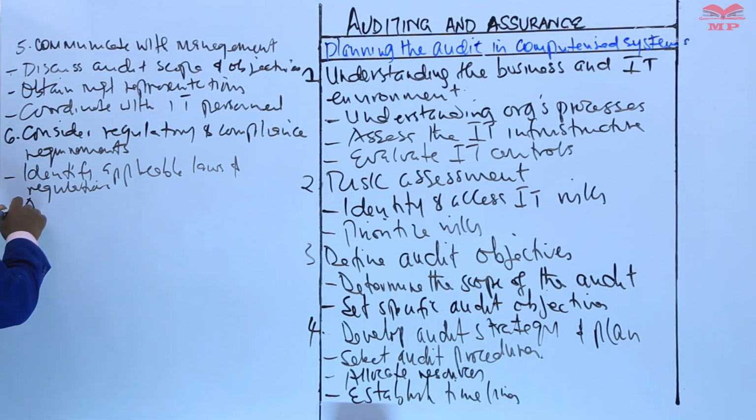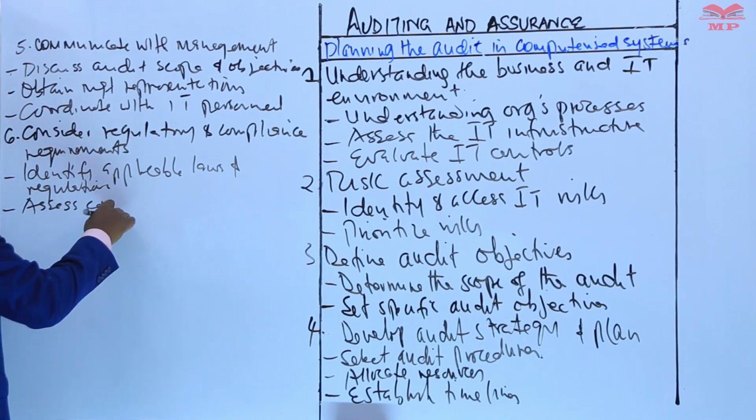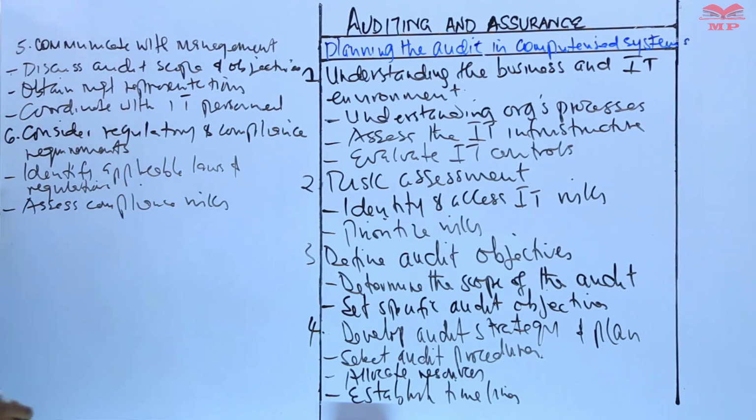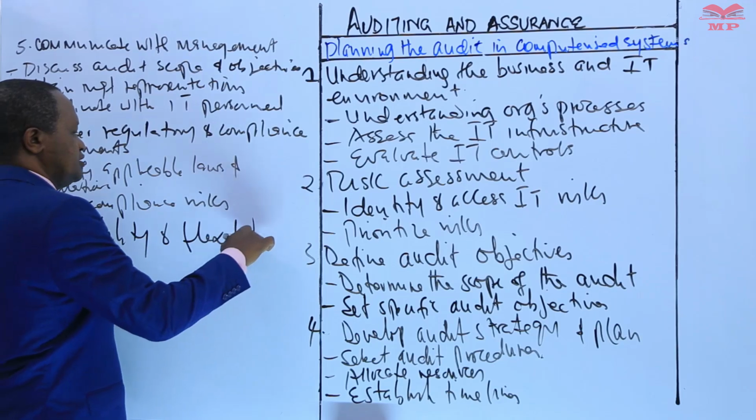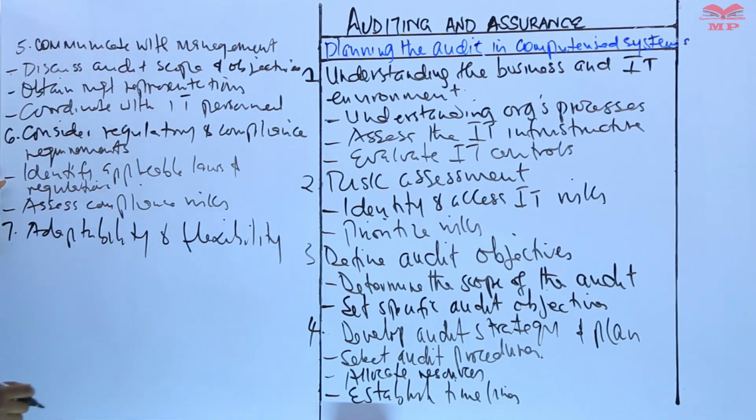He may also be required to assess compliance risks. That is part of the auditor's work. Assess compliance risks by evaluating the organization's compliance with the legal requirements, and also identify potential areas of non-compliance. Then lastly, there is the bit on flexibility and adaptability. What does that mean?